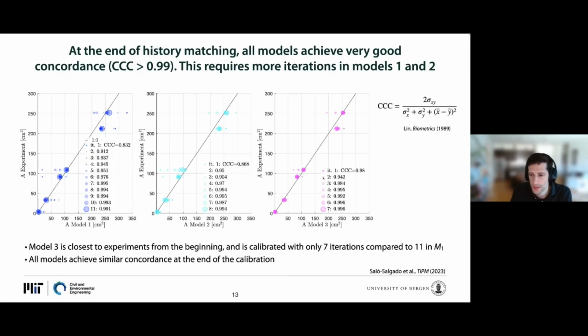The initial simulation is the one that you see with smaller data points, and most of them are already very close to the black line in this case, which indicates perfect match between the experiments and the simulations. And then also this model was calibrated with only 7 iterations compared, for example, to model 1, where we required 11 iterations for successful calibration. The other thing to mention is that at the end of the calibration process, all of our 3 models achieved very good concordance. And in this case, this is quantified by this concordance correlation coefficient with values above 0.99.